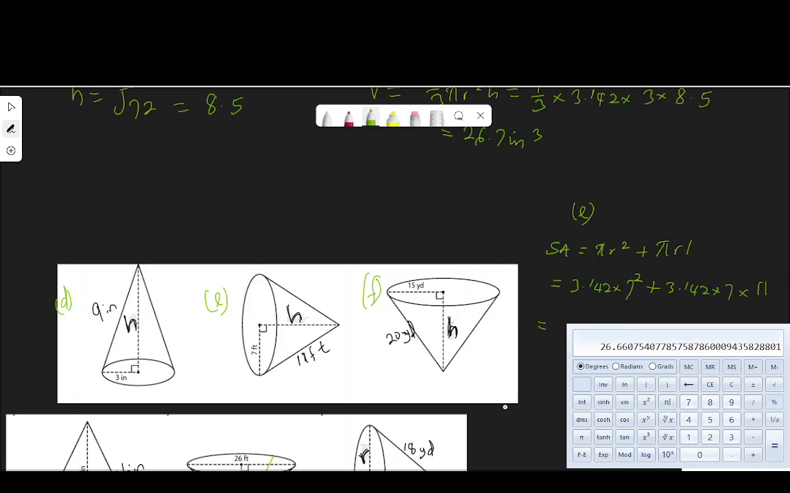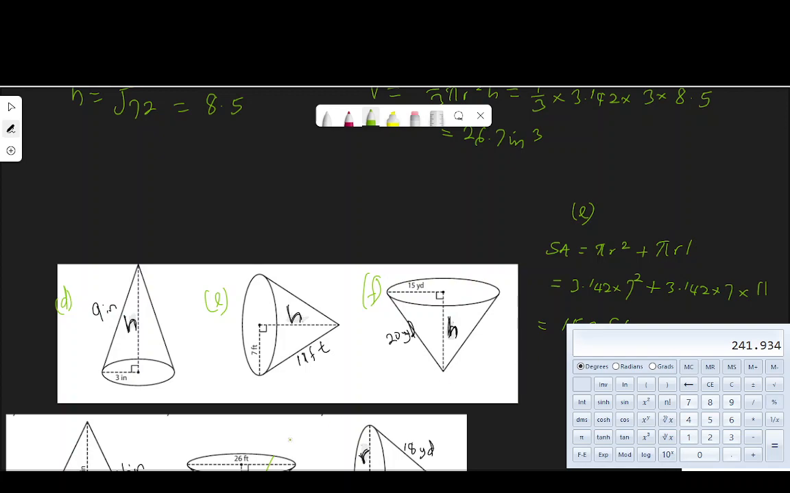3.142 times 49. 7 squared is 49. 49 times 3.142 is 153.96. 153.96 plus 3.142 times 77. 7 times 11 is 77. 3.142 times 77 is 241.9 approximately.